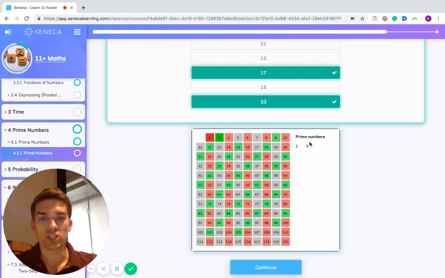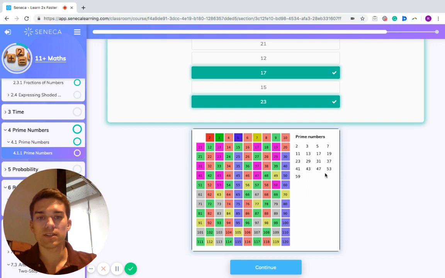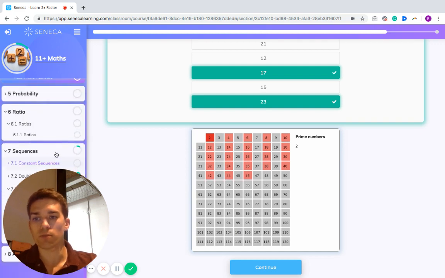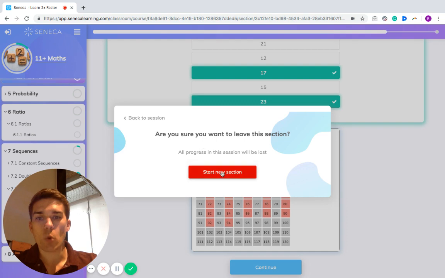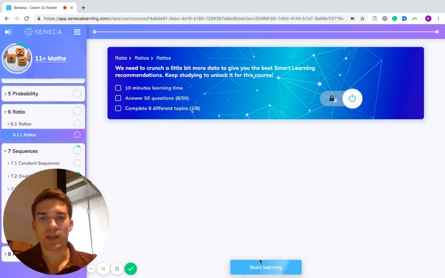So what this is showing basically is all the times tables. So 5, 10, and then anything that's left over becomes prime numbers. Okay, so all the purples there were prime numbers if you want to pause and have a look at that. So moving on from prime numbers to ratios. We're not going to stop there, we're going to keep on going.